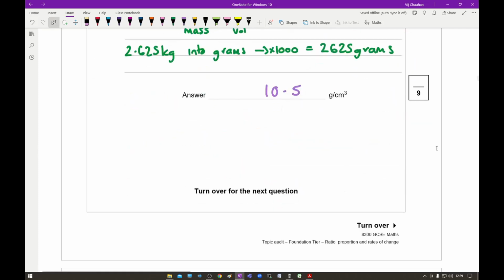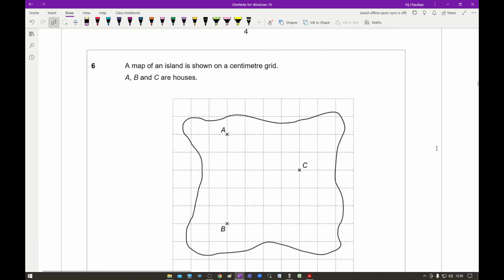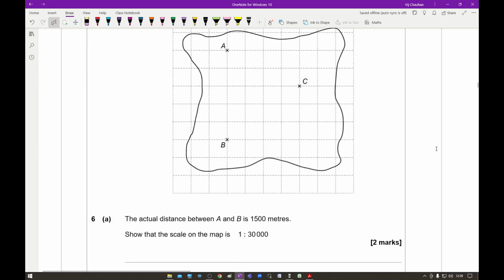Then moving on to our next question. Question 6 says that a map of an island is shown on a centimetre grid. A, B and C are houses. Question 6a is saying the actual distance between A and B is 1500 metres. Show that the scale of the map is 1 to 30,000.